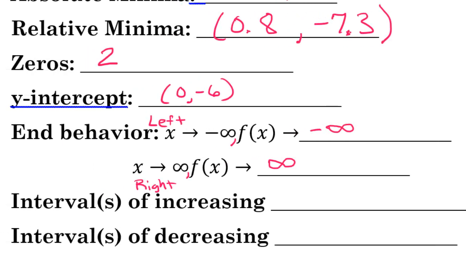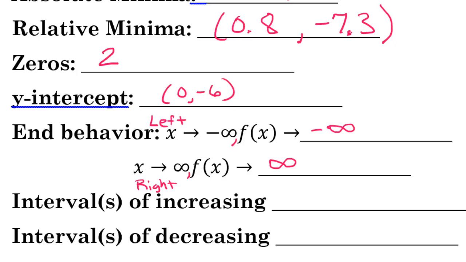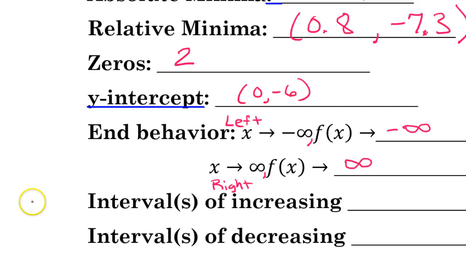Okay, so that would be the end behavior. Now, intervals of increasing or decreasing. The most important thing, guys, is that these intervals are x values. Last time we had a quiz on this, a bunch of you kept giving me y values. Quit it, all right? These intervals are always x values except for the range.